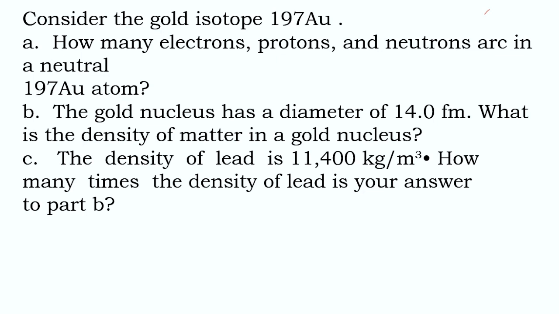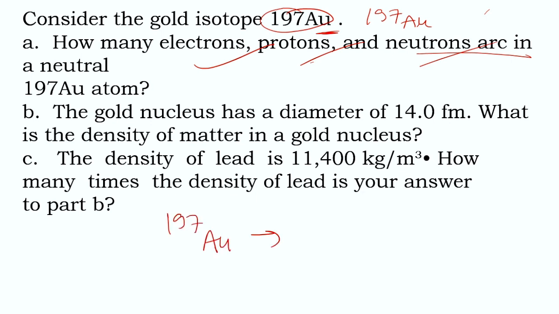Okay. The next question says: consider the gold isotope 197 AU. We have to find how many electrons, protons, and neutrons are in the neutral 197 AU atom. First of all, we know that A is equal to Z plus N, where Z is the atomic number and N is the number of neutrons. For a gold atom, AU is gold, so Z is 79 and A is 197.